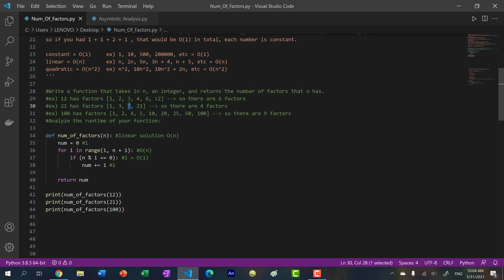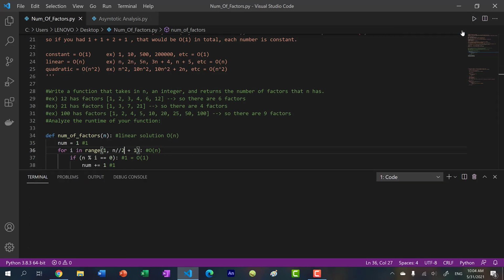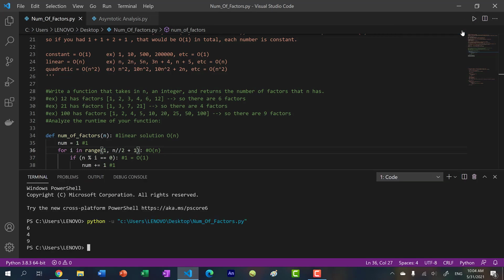So for 12, we can stop at 6. For 21, we can stop at 10. And for 100, we can stop at 50, right? Because the last factor is always the number itself. So we can just start at 1 for num, and we can just stop at half of n. And if I run my solution, we get 6, 4, 9 like we want.